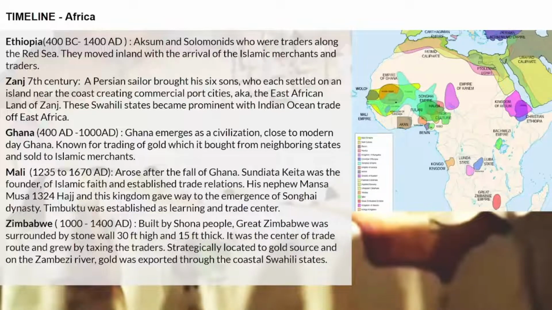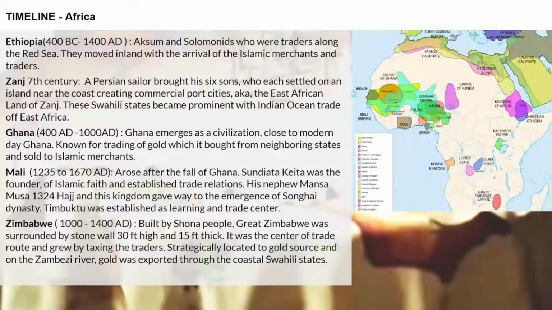Mali arose after the fall of Ghana. It was very similar to it. They also were based on gold, and they were an Islamic state because one of their very famous rulers, Mansa Musa, was Muslim, and he would often invite Islamic priests to come down and teach the ways of Islam.